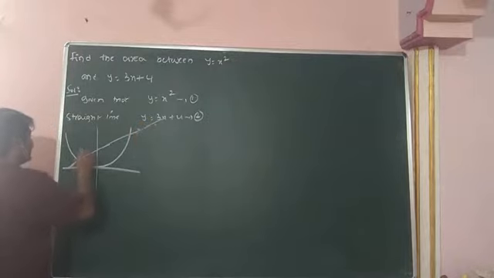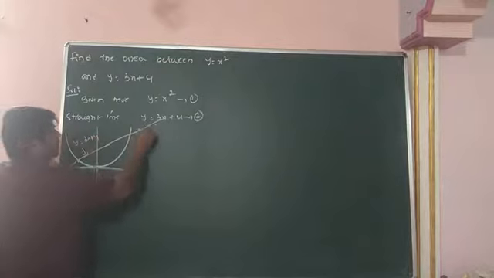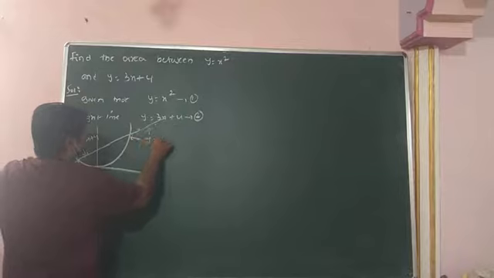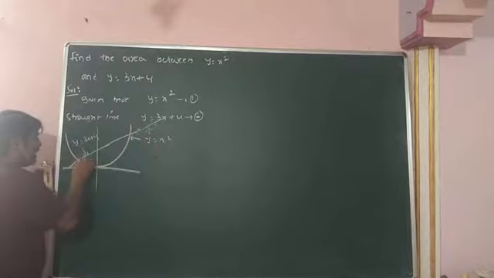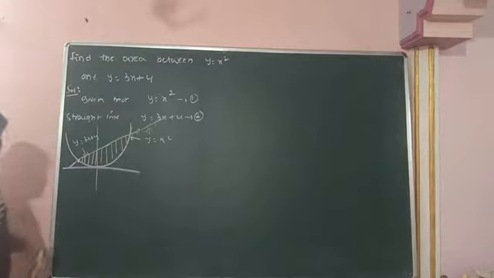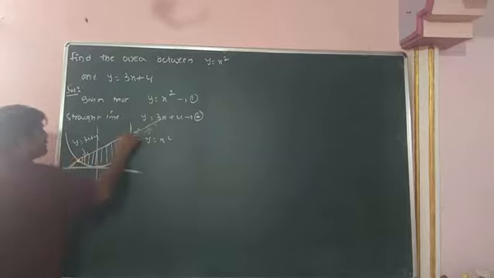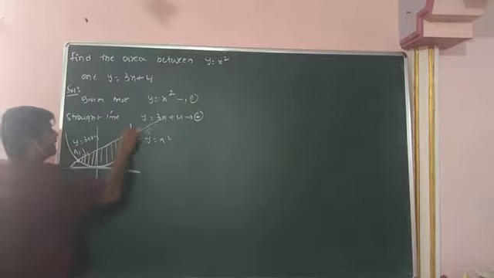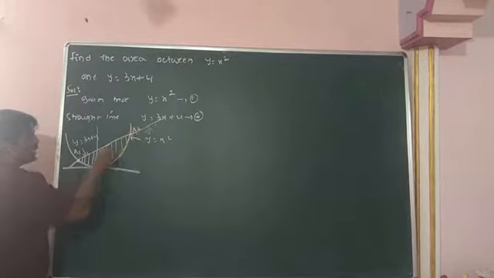This is the straight line y equal to 3x plus 4, and this is the parabola y equal to x square. We need to find this area. So first we need to find the boundaries. This is A1 and this is A2. A1 and A2 are the boundaries.